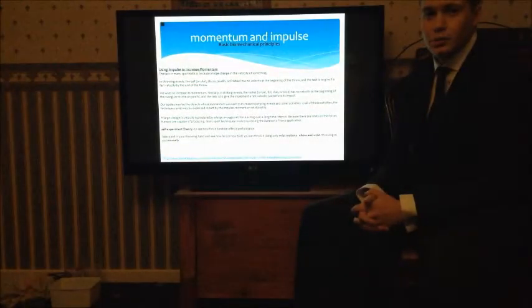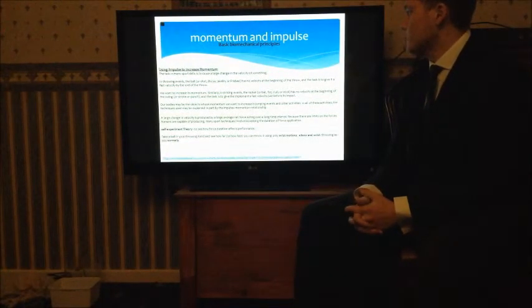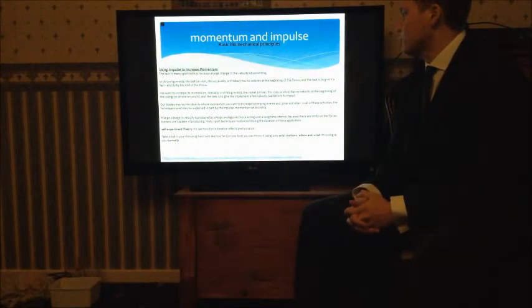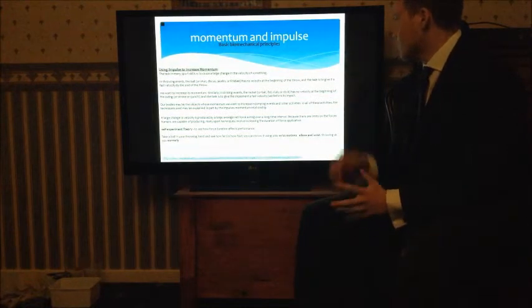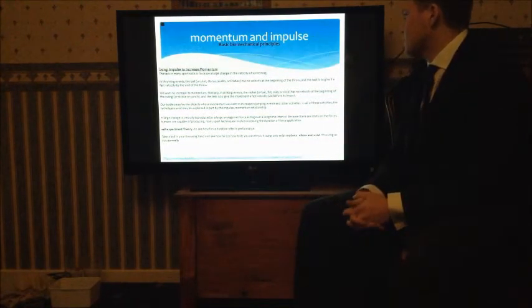On this page we'll be covering momentum and impulse. Using impulse to increase momentum, the task in many sports skills is to cause a large change of velocity of something. In thrown events, the ball, shot, discus, javelin or frisbee has no velocity at the beginning of the throw, and the task is to give it fast velocity by the end of the throw. We want to increase the momentum.